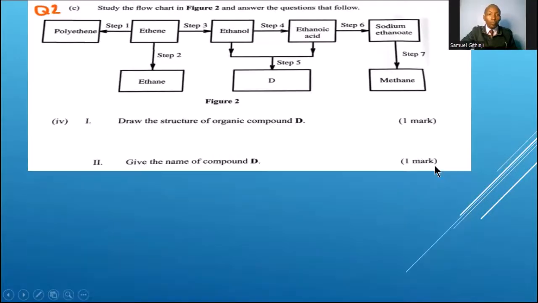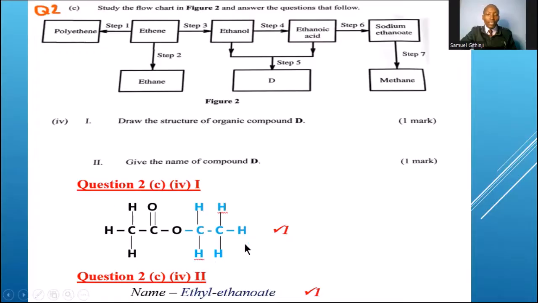Let's move on. The student was expected to draw the structure, and anytime you're told to draw, you're supposed to do the open structure of the compound. That is the drawing, not the formula, not the molecular formula. It is the open structural formula. With that, compound D is an ester, and of course you give the name. As you can see, my student, there it is. All bonds well illustrated, without a missing hydrogen or oxygen or carbon.